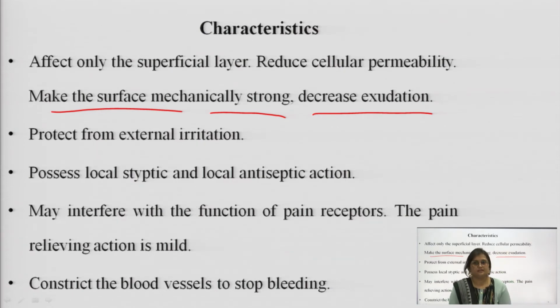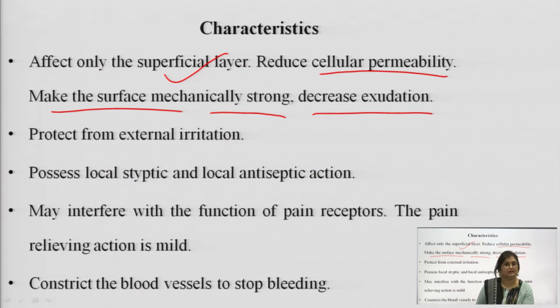Okay, so what are the characteristics of astringent? Number one, they affect only the superficial layer. Most important characteristic, they affect the superficial layer. Number two, they affect the cellular permeability, that is, cell permeability to fluids. They make the surface mechanically strong. Astringents make the surface of the tissues strong. They decrease exudation.